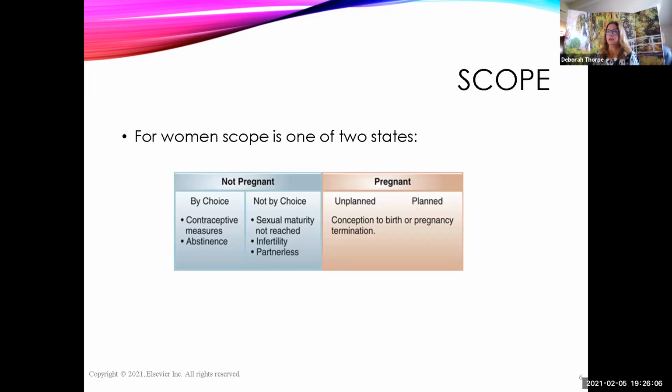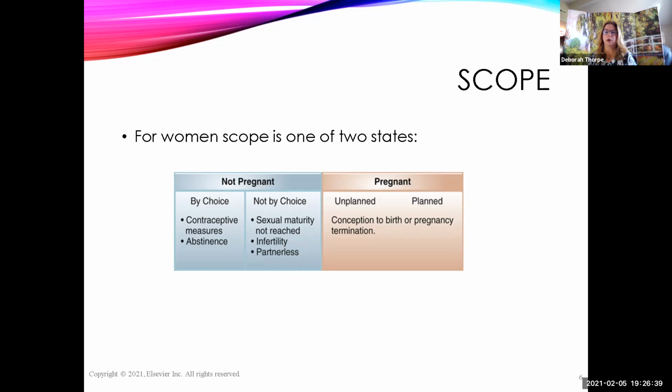So for women, the scope is in two states, right? The non-pregnant state, the majority of life for a female is spent in a non-pregnant state. All individuals in a non-pregnant state represent one of two variables. Either they're not pregnant by choice, or they're not pregnant not by choice, basically. So not pregnant by choice is relatively simple.